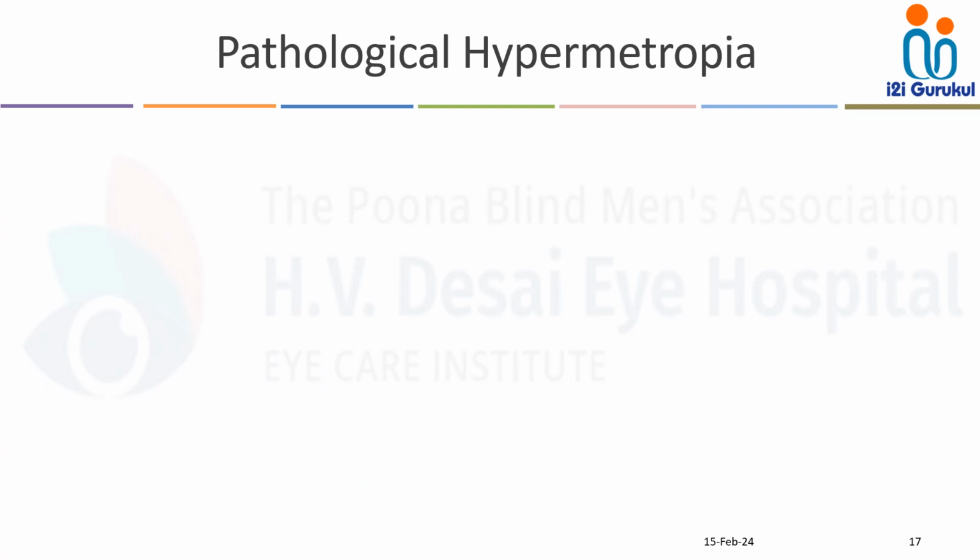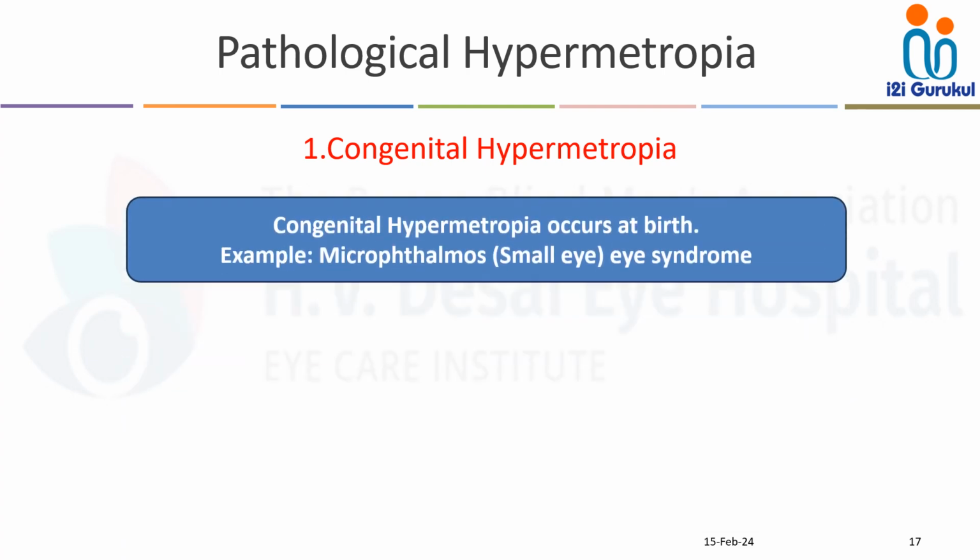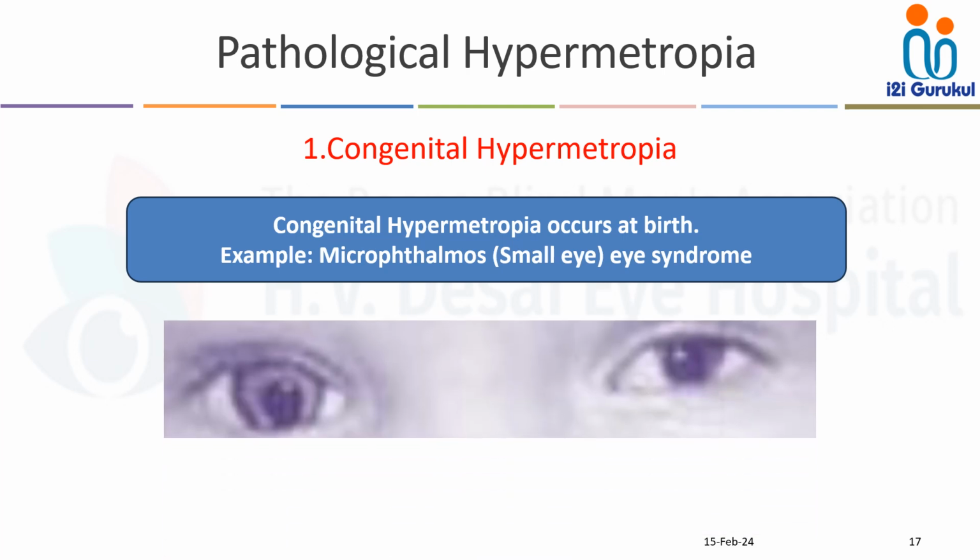Moving to congenital hypermetropia. This is the disorder in which one or both eyes are smaller than normal due to changes in many genes involved in the early development of the eye. It occurs in approximately 1 in 10,000 individuals. So this is congenital hypermetropia.